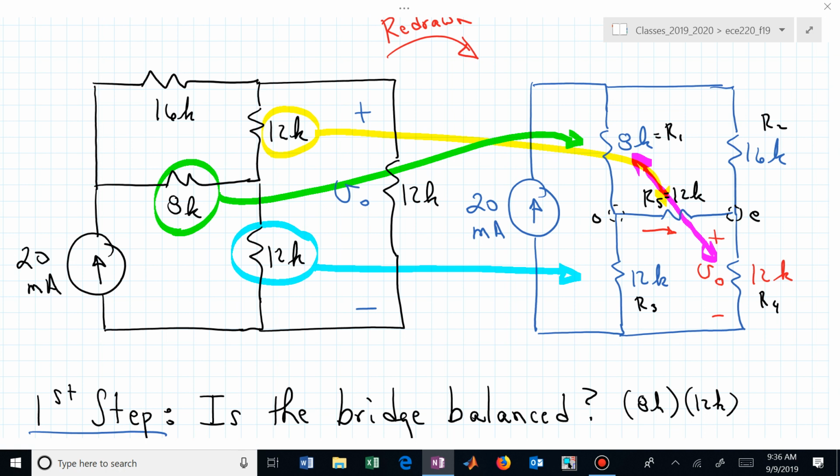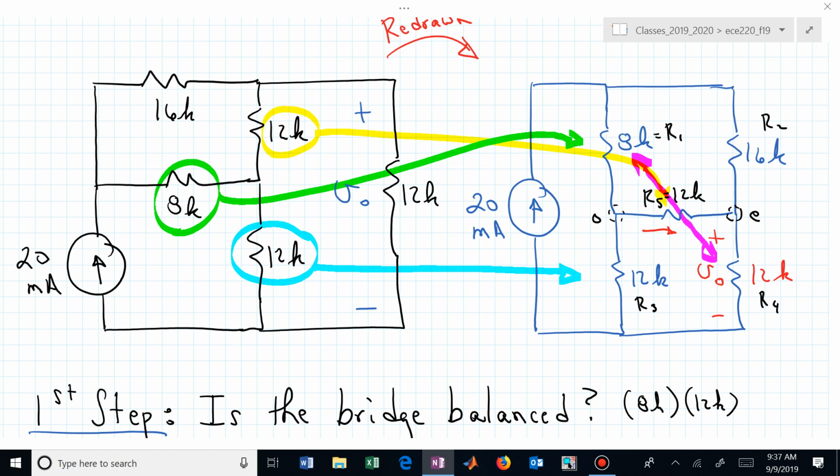If this was a balanced circuit and that resistor was removed, you could now just have two parallel branches and you could use your current divider to find the current through the middle branch or the rightmost branch. That's why in the first step when you see this network you say, is it balanced? I sure hope so because it'll make my analysis easier.